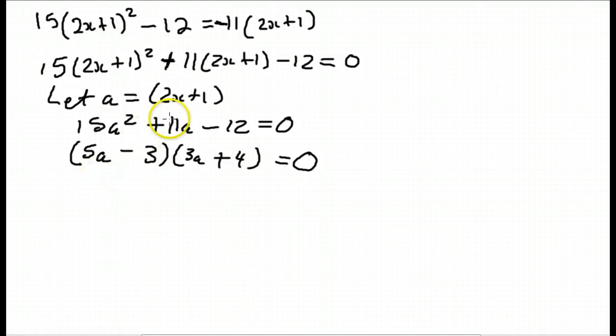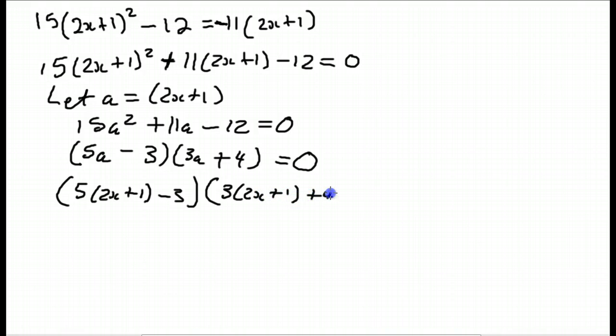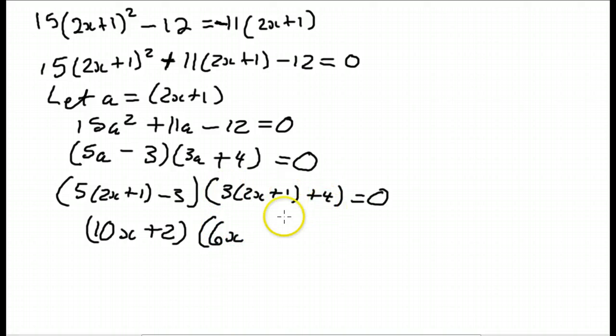Now, what do we want to do at this point? Well, we could put the 2x plus 1 back in here, or we could solve for a and then substitute this and then solve again. I think maybe what I'm going to do is just put the 2x plus 1 in and simplify at this point, and then we will solve. Okay, so 2x plus 1. Just in one fell swoop, this is 10x plus 5, so it's 10x plus 5 minus 3. 5 minus 3 is 2, so 10x plus 2. And this will be 6x. That's the only x's we've got. Plus 3 plus 4 is plus 7 equals 0.